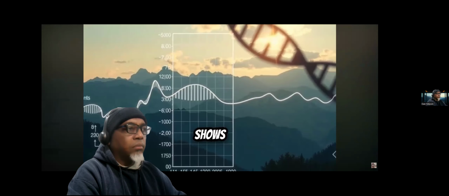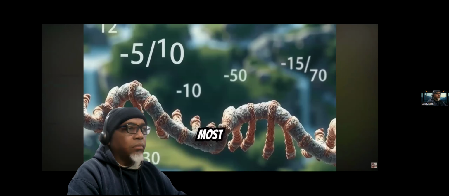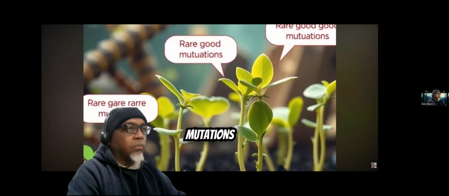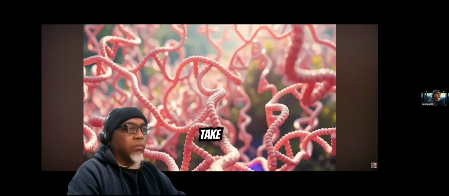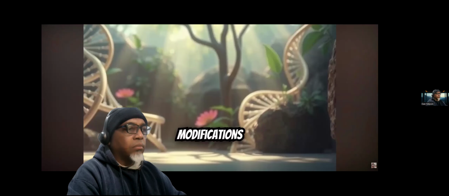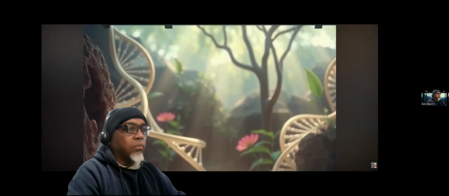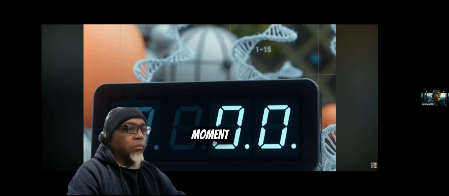Mathematics shows where the limits are. Most mutations break code that is already there. Mutations that are good happen very seldom. It would take thousands of coordinated genetic modifications to make a new organ. The chance that such changes will happen at the same moment is almost zero.